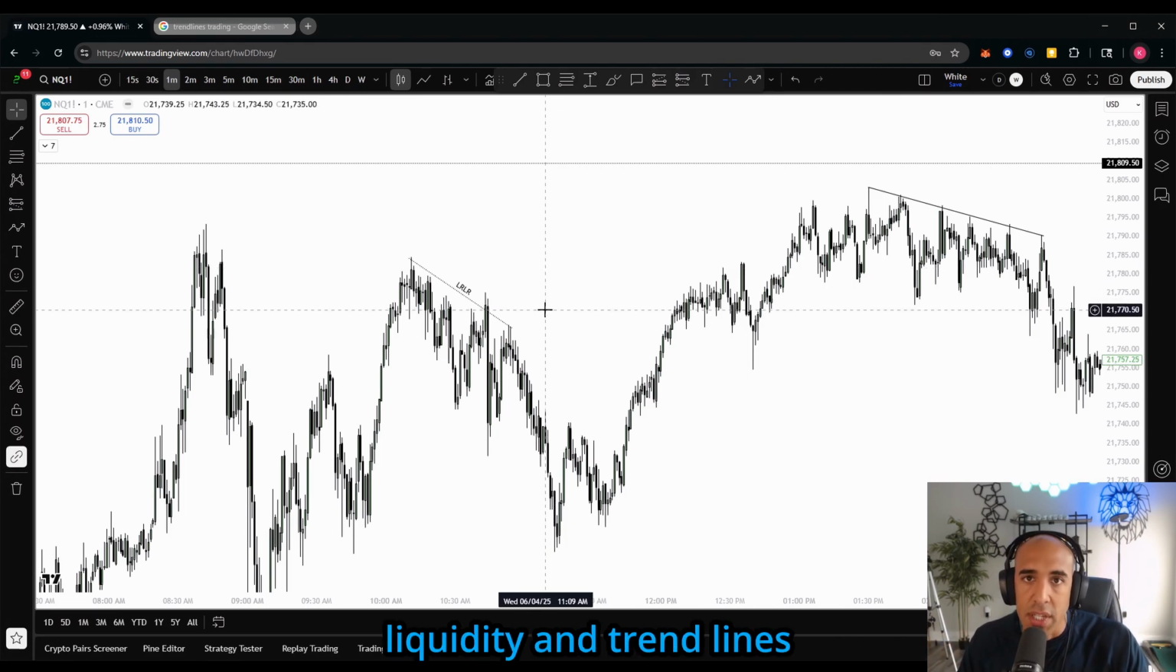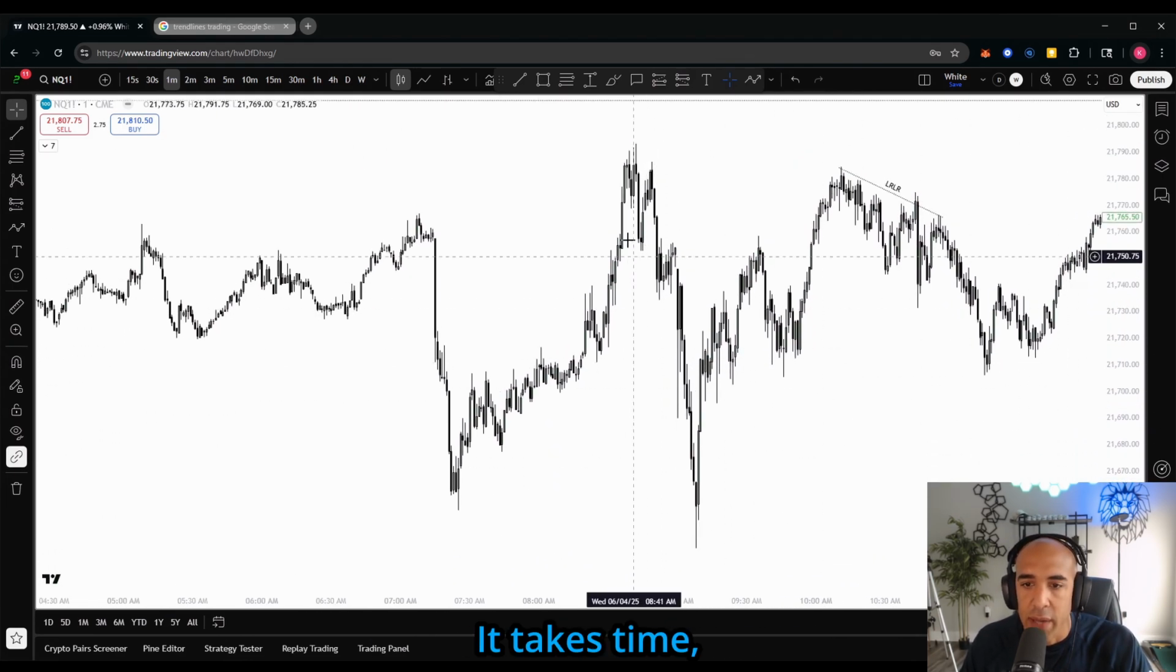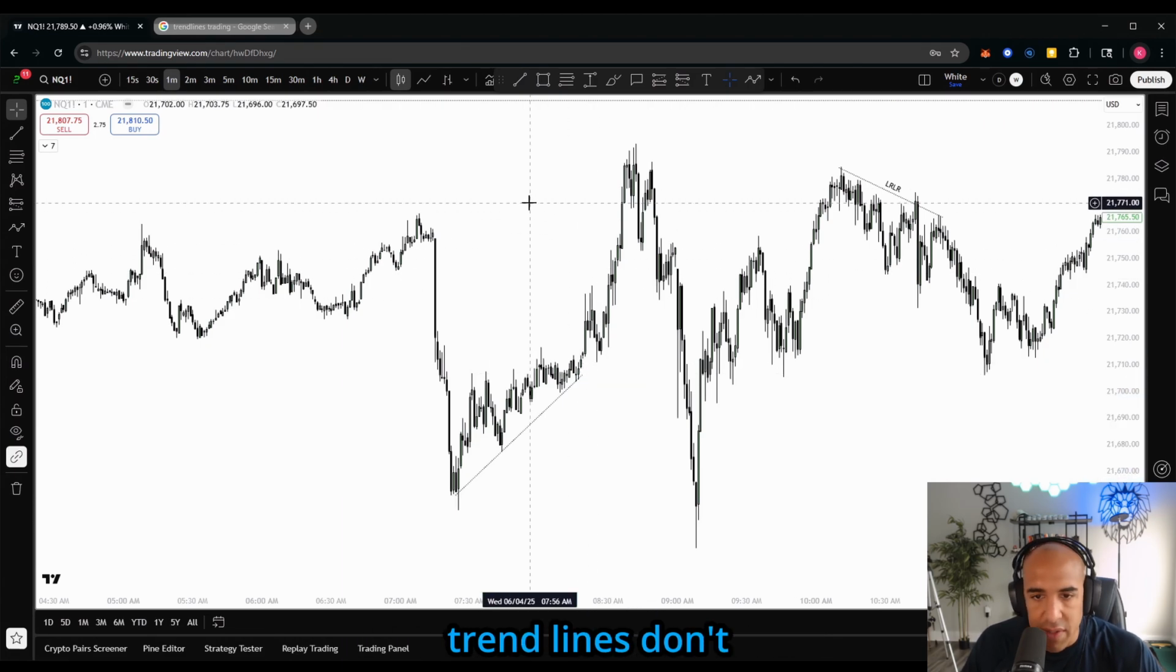Low resistance liquidity and trend lines is something you need to practice marking on your charts. It takes time, it takes finesse. They are very real in nature. Don't let anybody on social media tell you trend lines don't exist, they don't work.